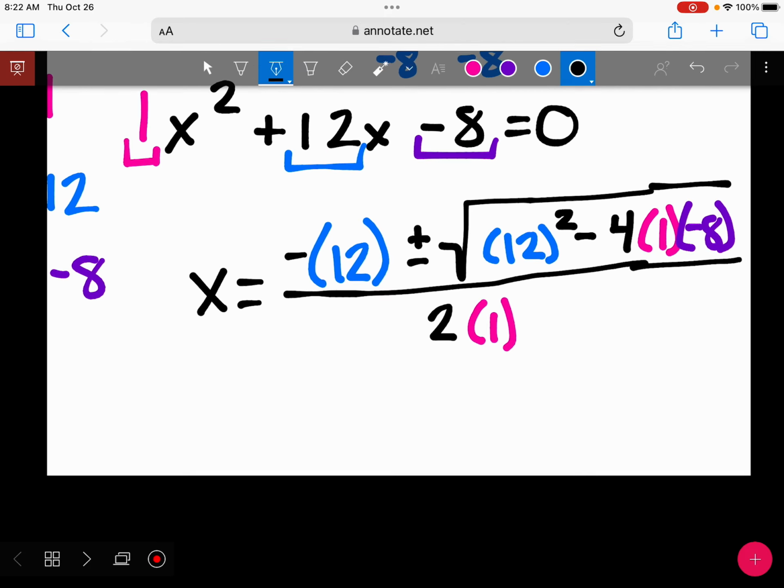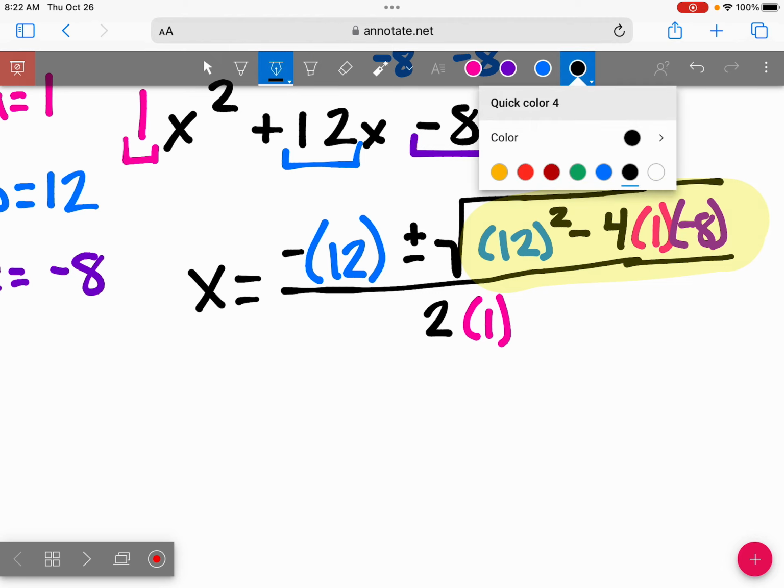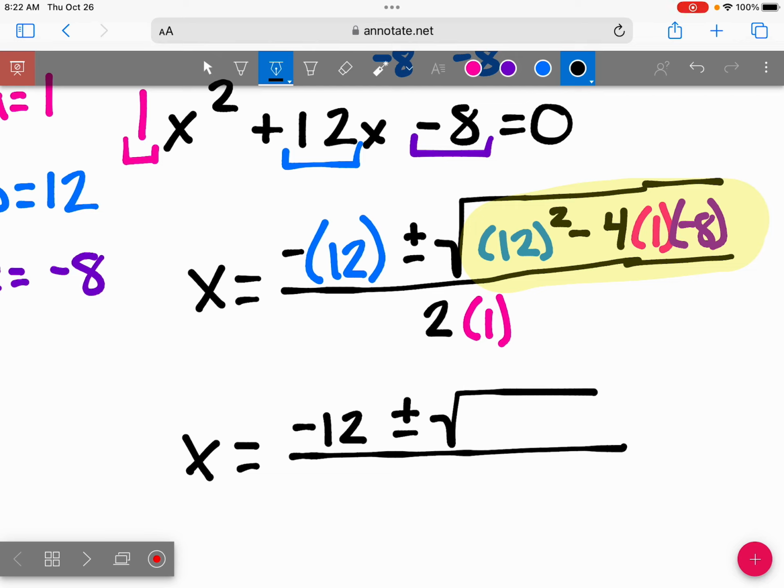So then we're going to simplify this. I highly recommend you start with simplifying our discriminant, this guy under the radical. Makes our life way easier if we do it in chunks. So x equals -12 plus or minus the square root of, and we can type it into the calculator, which I highly recommend you practice doing way before we get to the test.